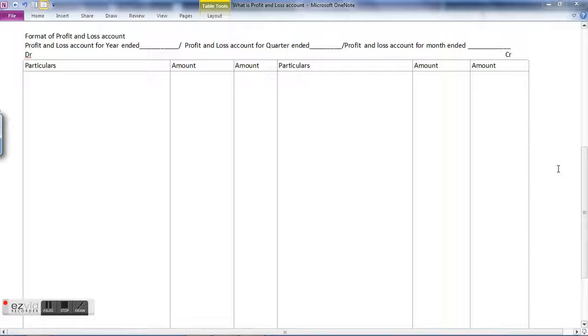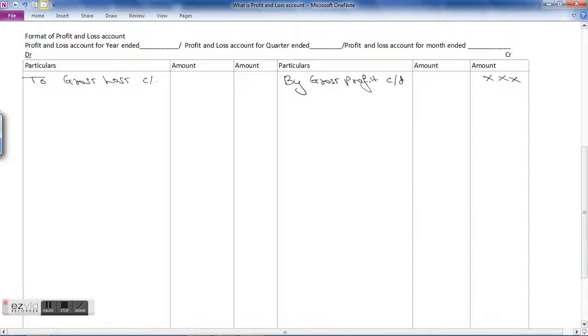As told to you earlier, the profit and loss account will begin with the gross profit or gross loss. That will be the first item. Since the gross profit or gross loss is transferred to the profit and loss account, the first item will be 'By gross profit carried down'. If there is a gross loss, then on the debit side it will be 'To gross loss carried down'.